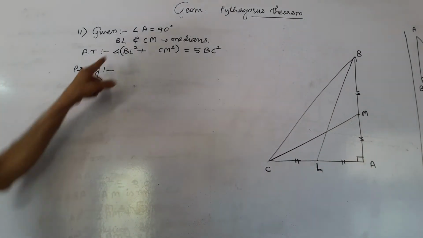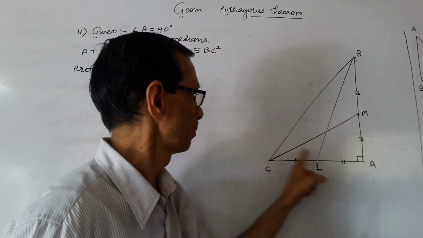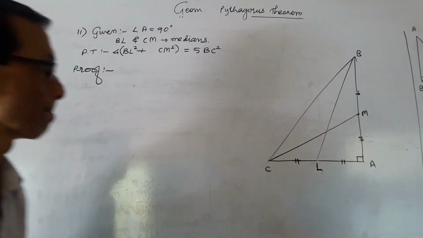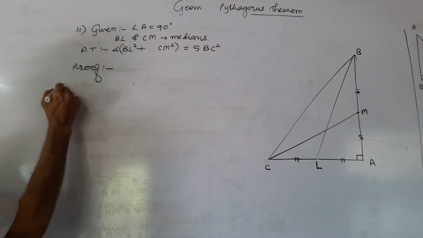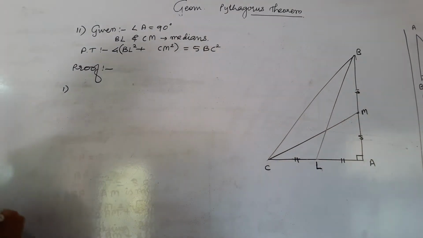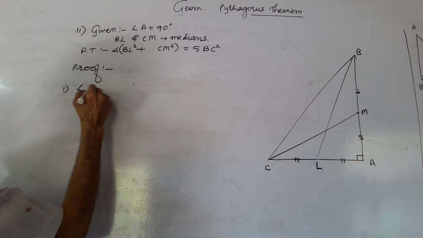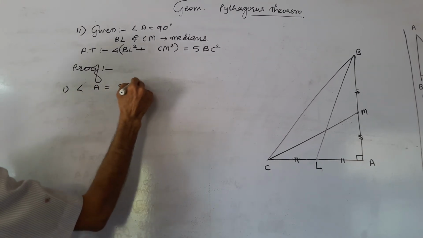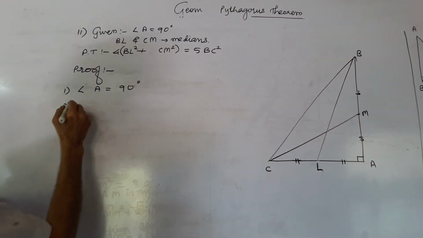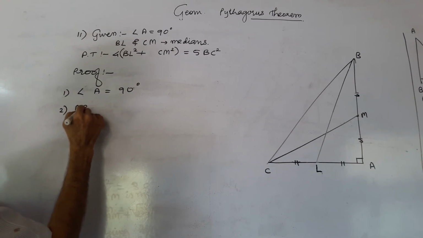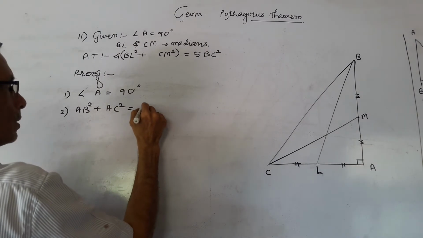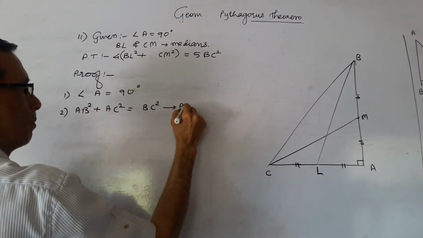And we have to prove that 4 times BL square plus CM square together is equal to 5 BC square. Now how can I prove? It is given that angle A is 90 degrees. So we can apply Pythagoras theorem to triangle ABC. So we can write that AB square plus AC square equal to BC square. Pythagoras theorem.